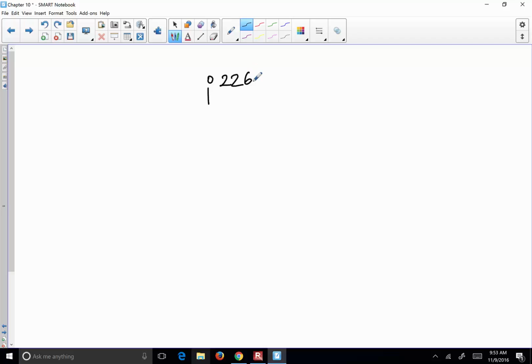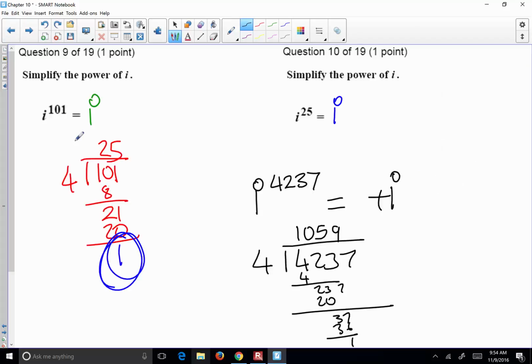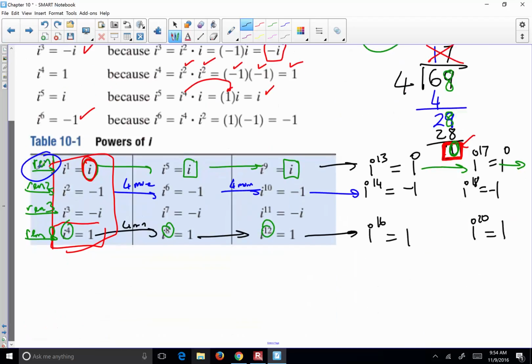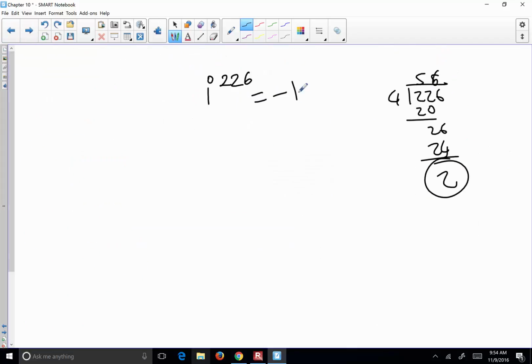226. Yeah, this time is different, right? Yeah, finally I got 2. I got 2 and 2. Second row is -1. Finally. Okay. I think you got the idea.